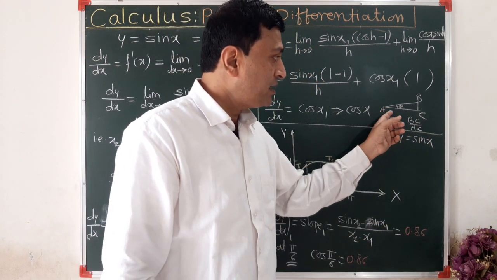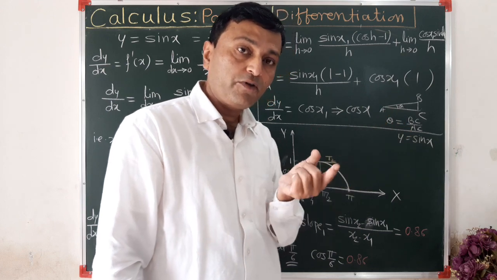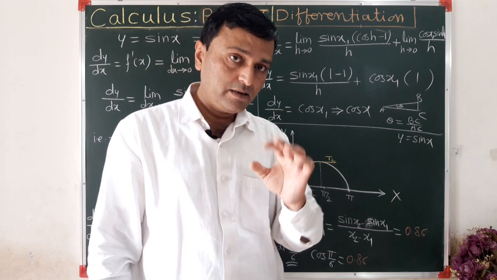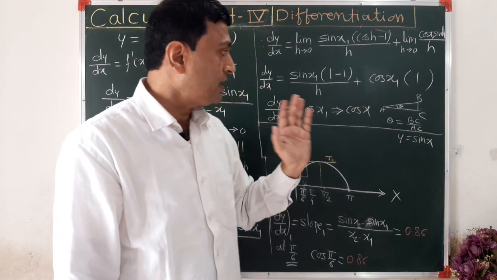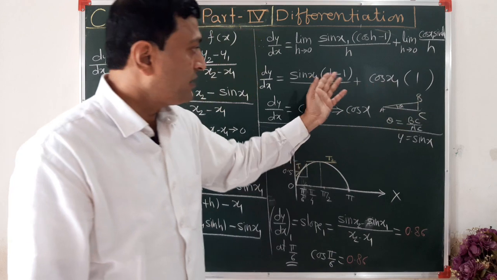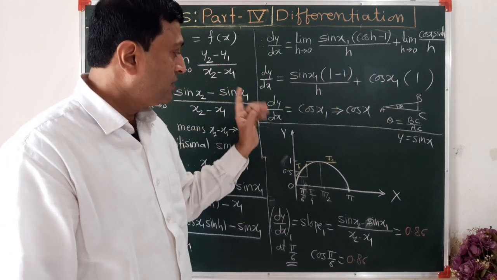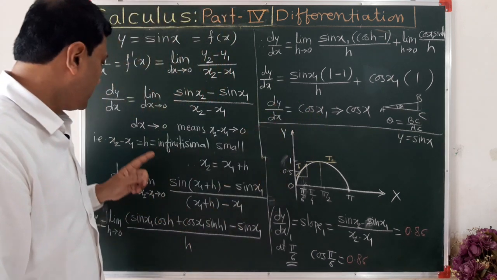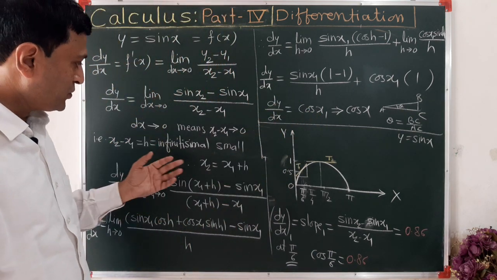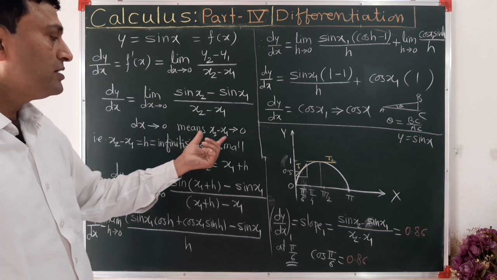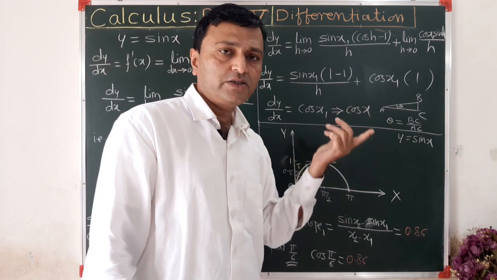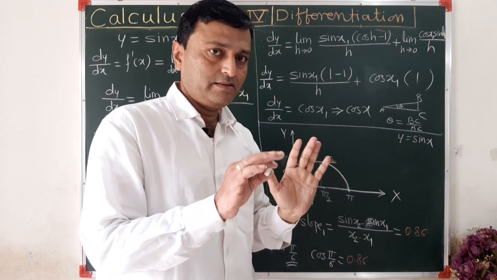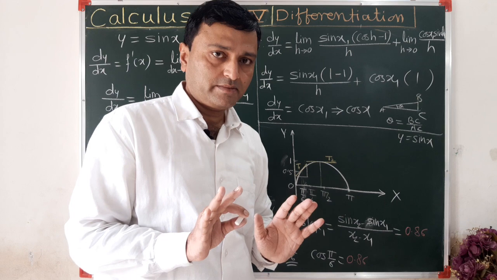And we know sin theta is also BC upon AC. Means for very small angle, we can write sin theta upon theta is equal to 1. That's why I have taken 1. But this value is 0. Forget this one, we will get dy by dx as cos x1. But again we know x1 tends to x2. They are very close to each other, then you can write it is cos x, because the value is almost the same. This is what your mathematics says.